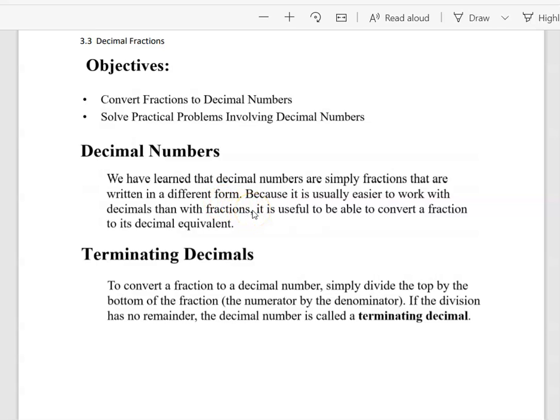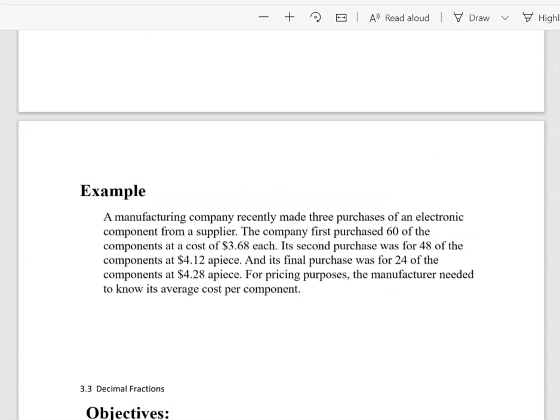Because it is usually easier to work with decimals than with fractions, it is useful to be able to convert a fraction to its decimal equivalent. A terminating decimal is a decimal that comes to an end. So we're going to talk about some examples of that.